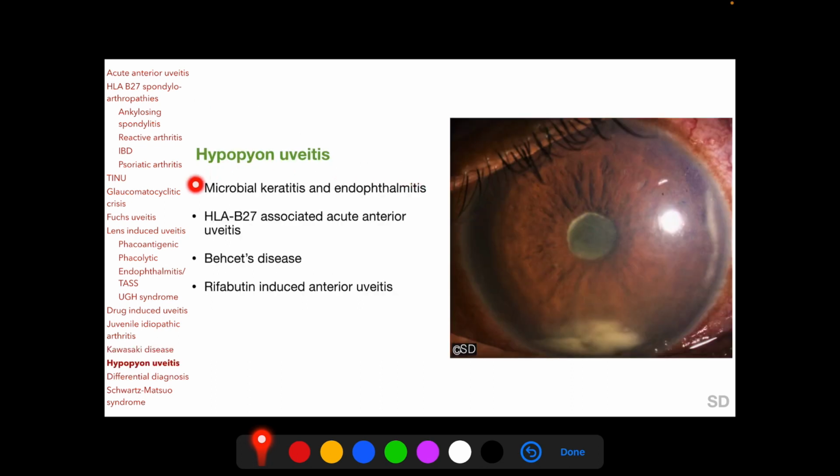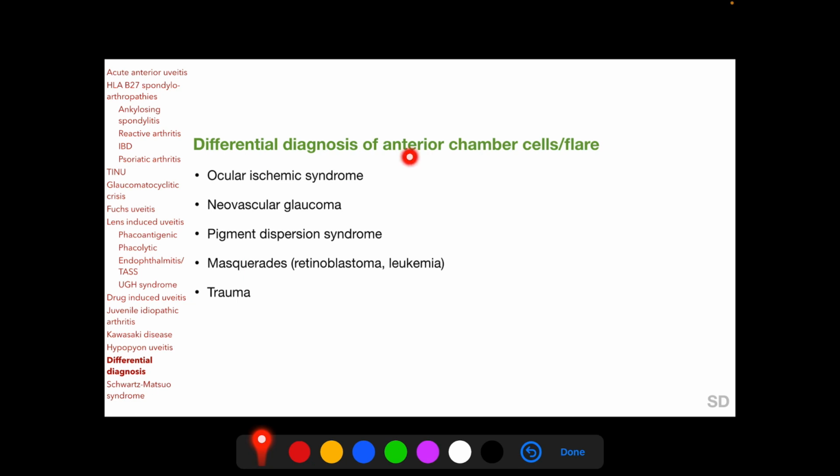So this is a very important list of uveitis with hypopyon, and they include microbial keratitis and endophthalmitis, HLA B-27 associated acute anterior uveitis, Behçet's disease, which is actually a pan-uveitis, and rifabutin induced anterior uveitis. Differential diagnosis of anterior chamber cells or flare, that is, conditions which are not primarily inflammatory but may show cells and flare in the anterior chamber, and these include ocular ischemic syndrome, neovascular glaucoma, pigment dispersion syndrome, masquerades such as retinoblastoma and leukemia, and trauma.